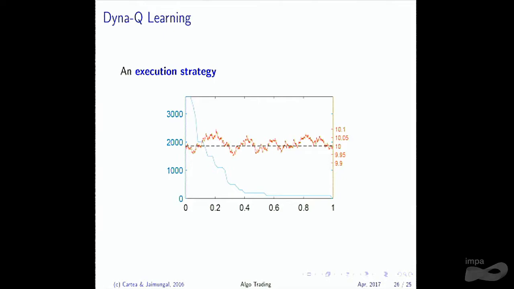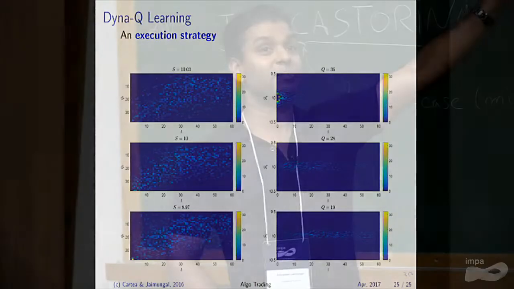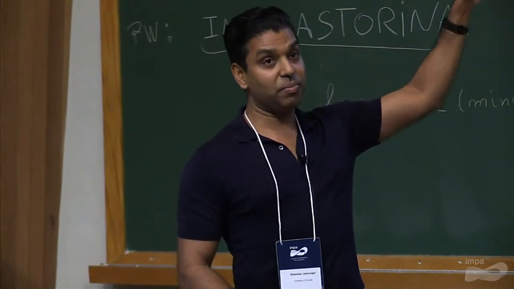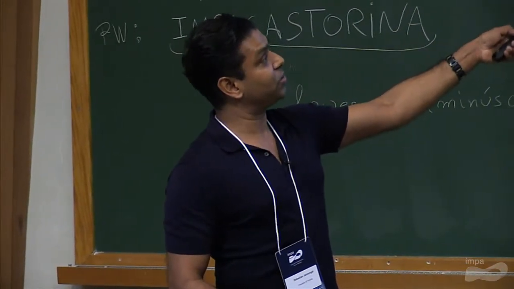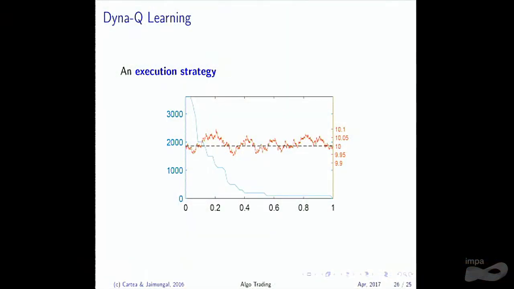Yes. Is there any way in this algorithm to force it that at the end time you have to execute for sure a certain amount? Yeah, that's what this is doing. That's how I've developed this particular application. You must guarantee that you end with 0. So here's an example plot of a strategy. This was a sample path for the asset, and this is what the strategy did.